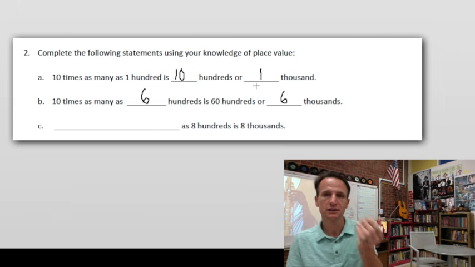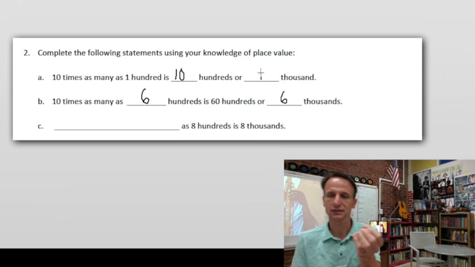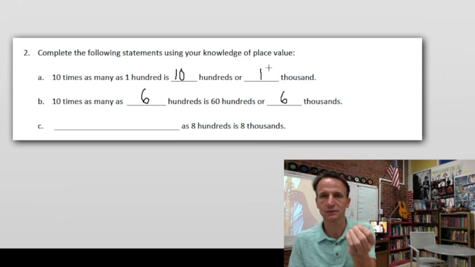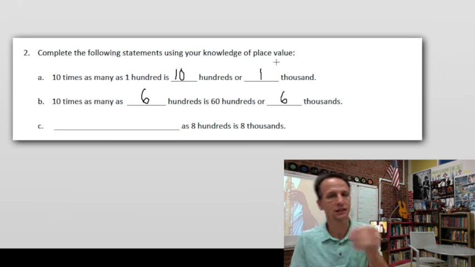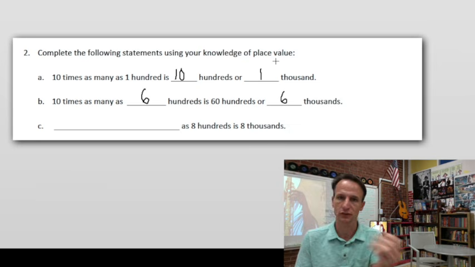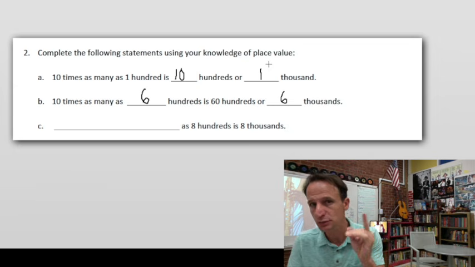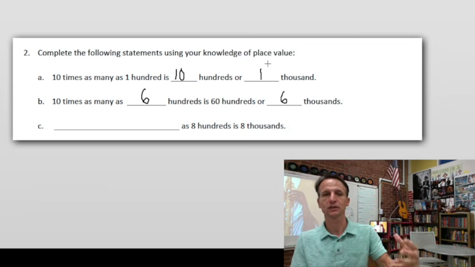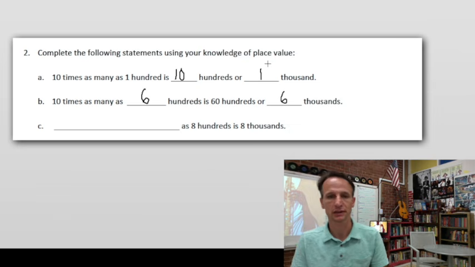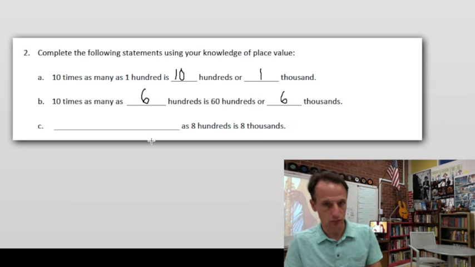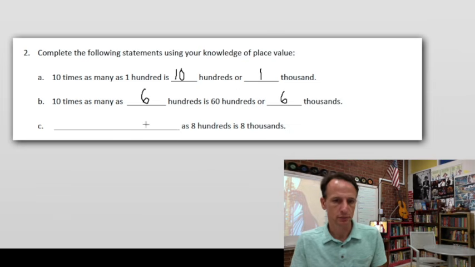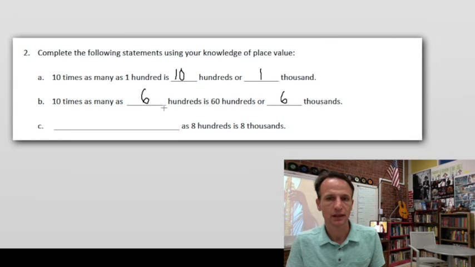You see that? 6 ones times 10 is 6 tens. 6 tens times 10 is 6 hundreds. 6 hundreds times 10 is 6 thousands. Just walking up the place value as you multiply by 10, because each place is 10 times greater than the place prior. Okay, now we have this blank blank blank as 8 hundreds is 8 thousands.